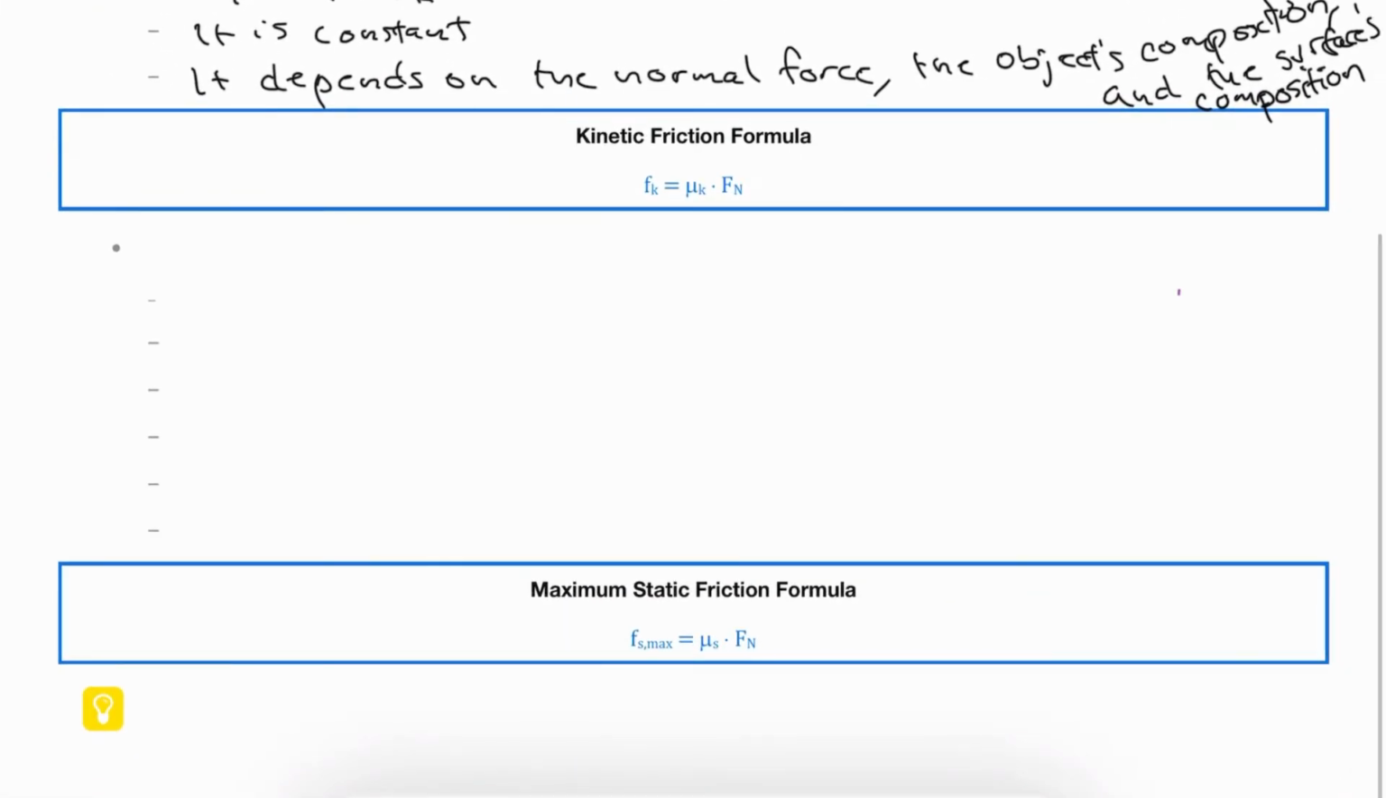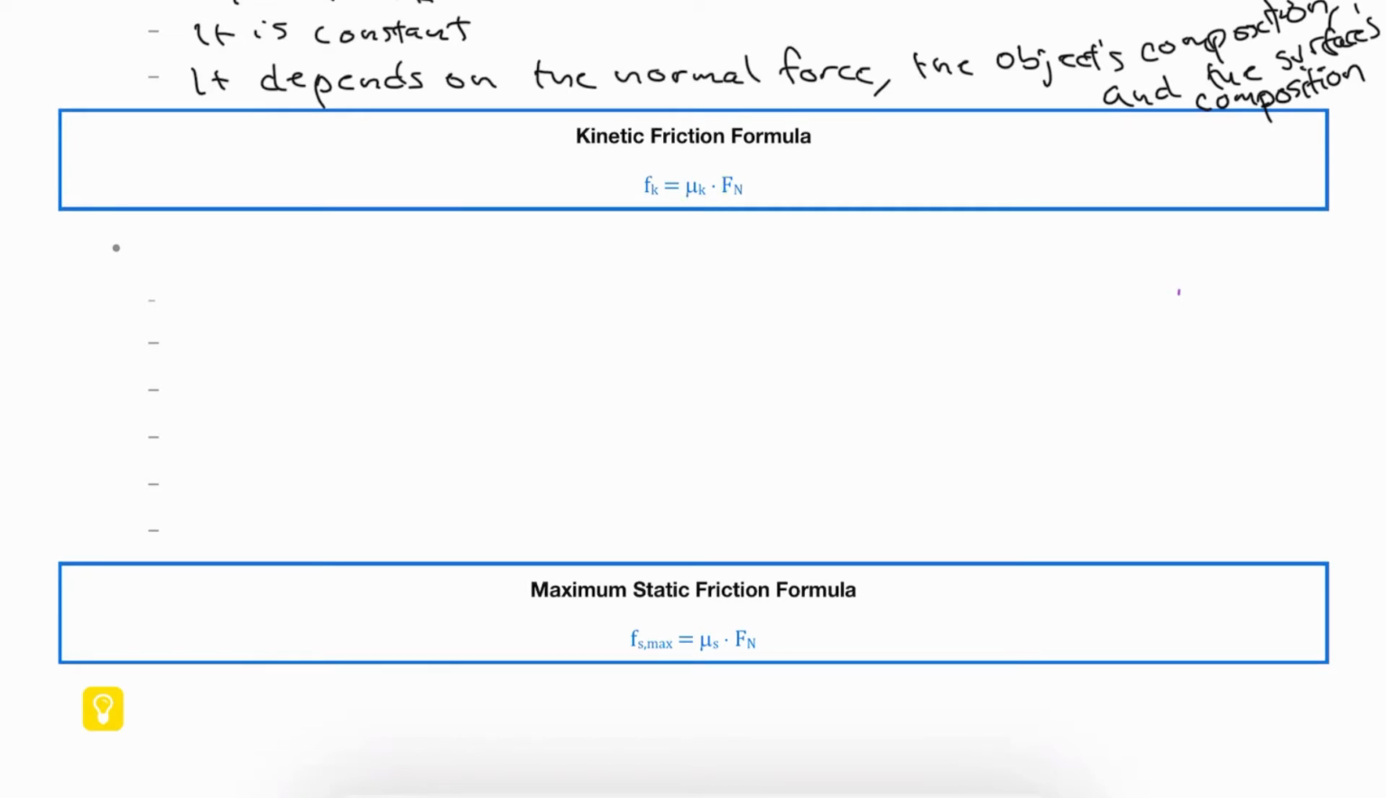Now, we haven't talked about what the symbol in the middle is, that mu sub k, but that's going to be the subject of our next section. But I wanted you to see it here so you could see how straightforward the formula is to calculate kinetic friction. It really just requires us to know the normal force and have this other constant, mu sub k, which is going to be called the coefficient of kinetic friction.